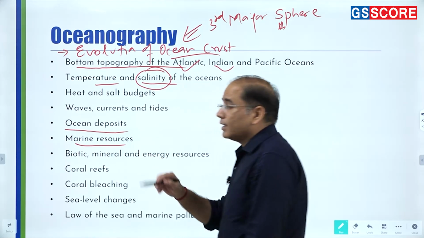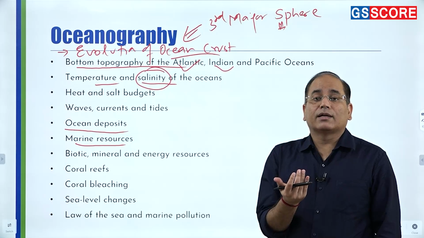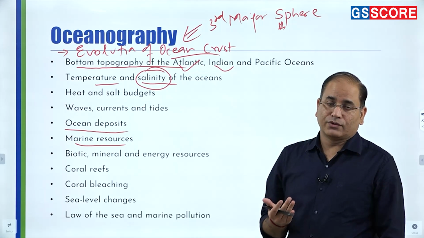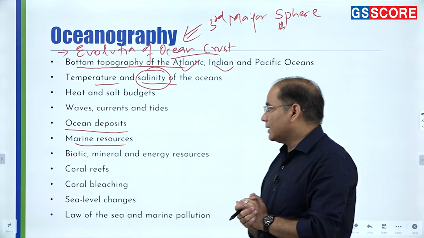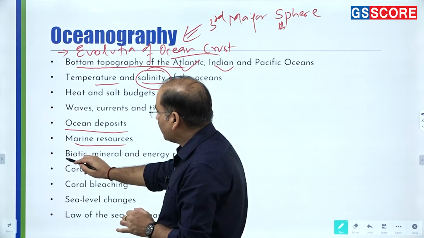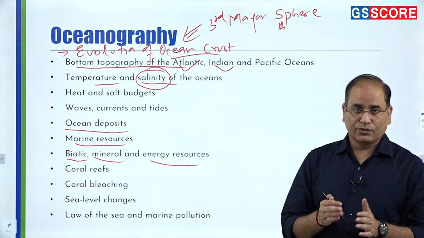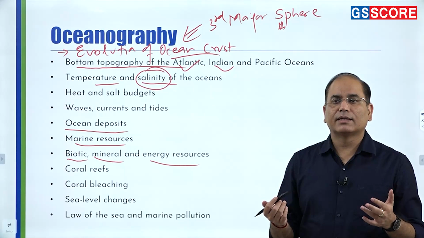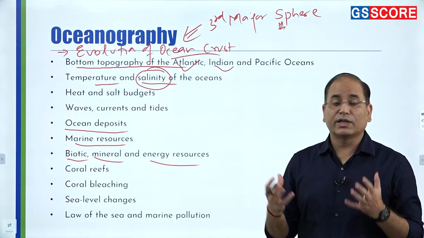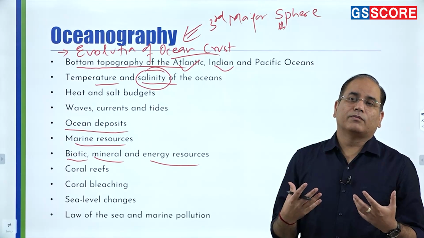Then we have the marine resources. Huge resources, the oceans are a resource repository. A huge amount of resources are present in the ocean, and in fact they extend in the form of biotic resources, mineral resources, energy resources. Mineral resources are of a variety of types.